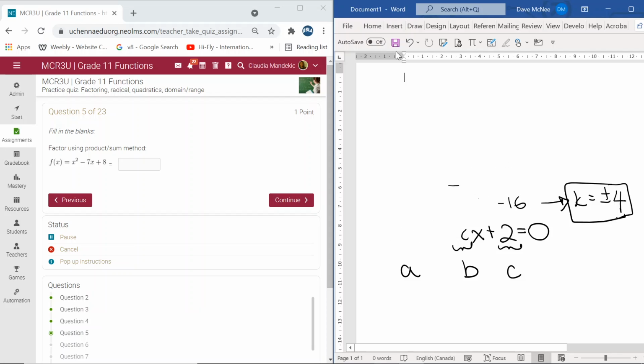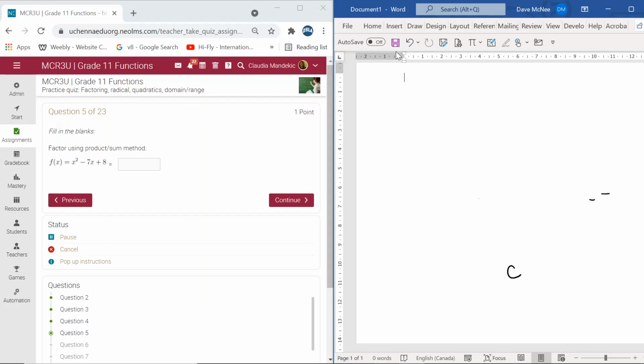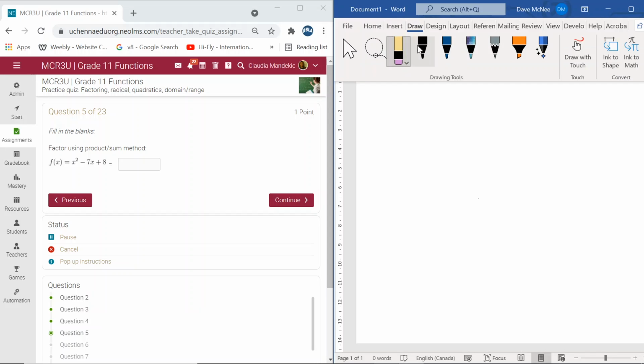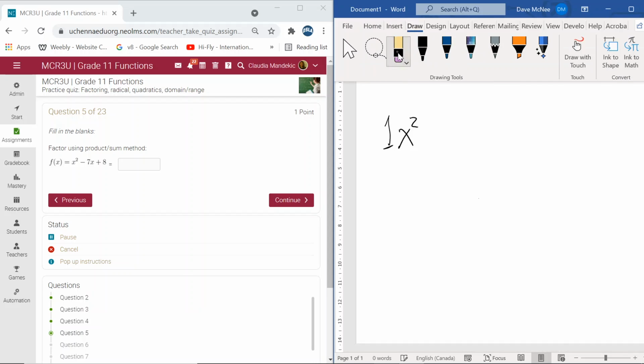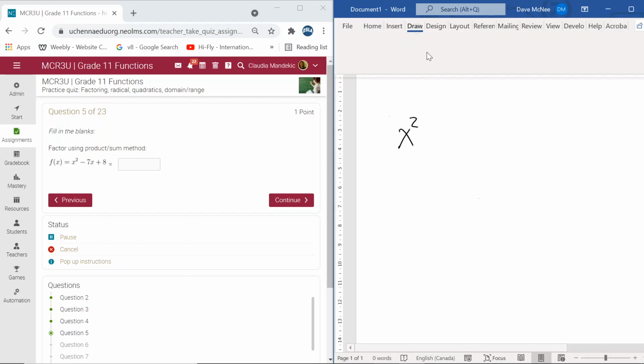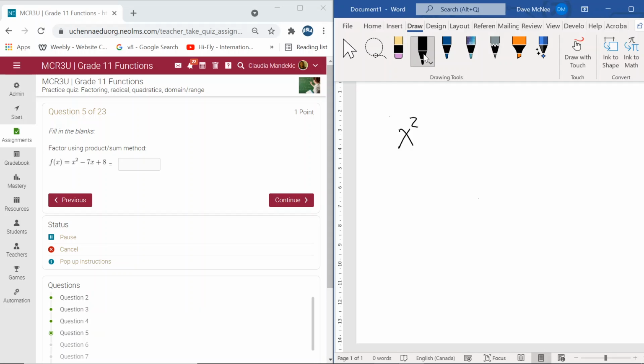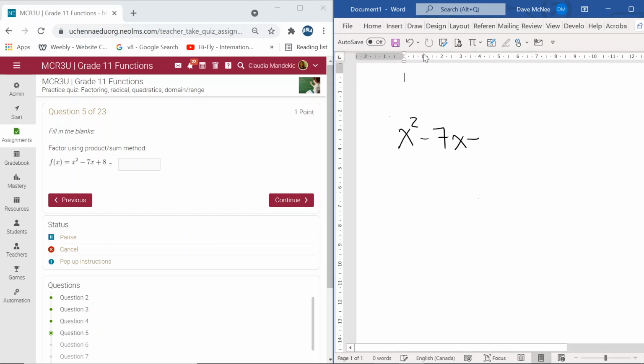Factor using the product sum method of factoring. Okay, so this is straight from grade 10. You've got to be comfortable with this. Let's go ahead and see it. It's a simple trinomial because there's a 1 in front of my x squared term, which means I can do this in one step. Minus 7x plus 8. If you're not sure, please watch the video on simple and complex trinomials.